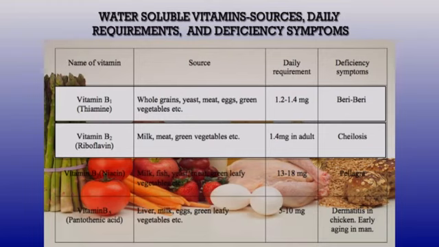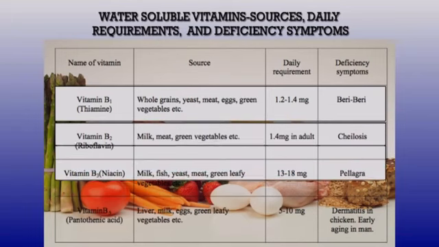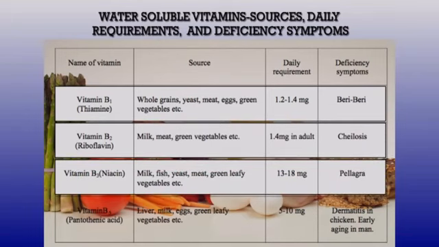Next vitamin is vitamin B2, that is riboflavin. The important sources are milk, meat, green vegetables, etc. And the daily requirement is 1.4 milligram in adults. Its deficiency causes cirrhosis. Vitamin B3, that is niacin. The important sources are milk, fish, yeast, meat, green leafy vegetables, etc. And the daily requirement is 13 to 18 milligram.